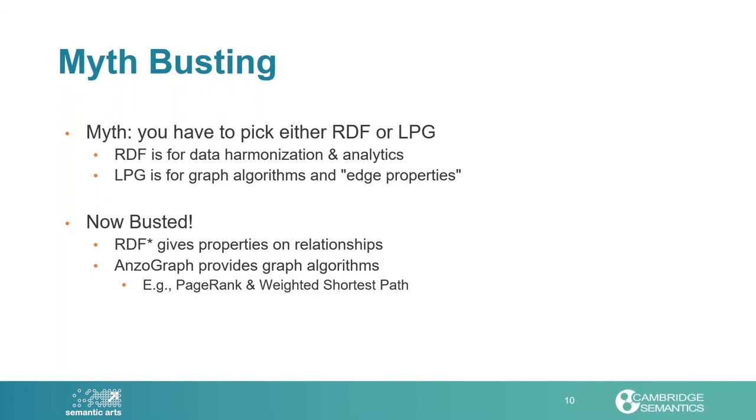So now it's not an either or. I can get all the benefits of a semantic graph with global IDs, an ontological schema, and I can also get properties on the edges, and I can also get page rank and other types of graph algorithms.